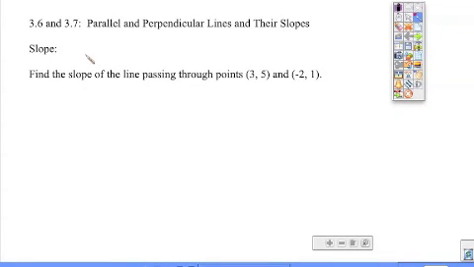The last sections here in Chapter 3 are all about parallel and perpendicular lines and their slopes. So the whole unit we've been talking about parallel lines and what we get from them. Now we're going to talk about how we can show lines are parallel and perpendicular and write their equations.